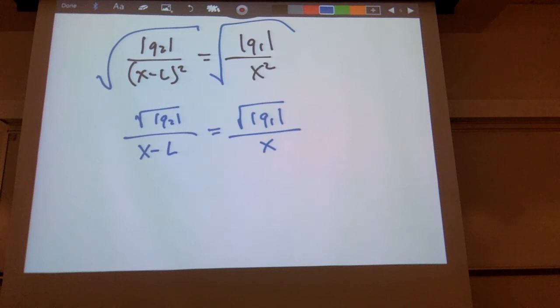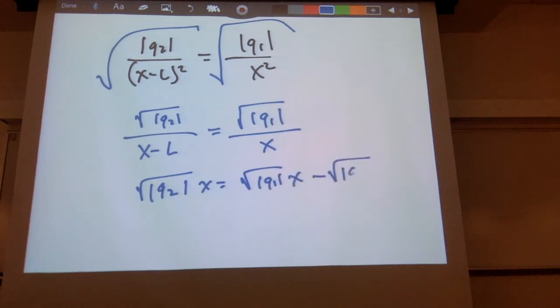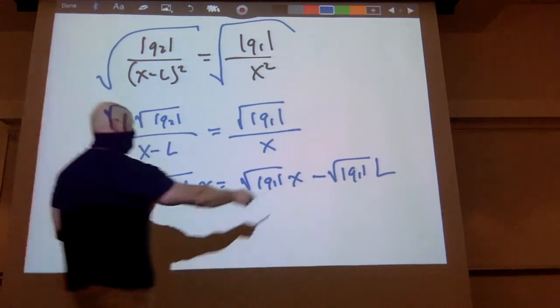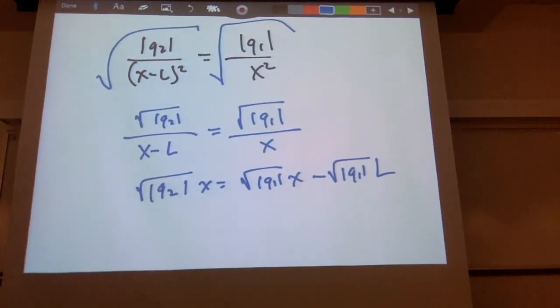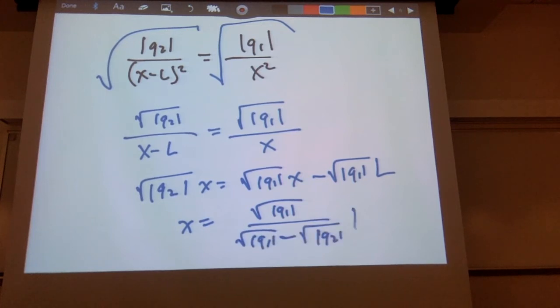So let's go ahead and do that. We get the square root of the magnitude of Q2 times x equal to the square root of the magnitude of Q1 times x minus the square root of the magnitude of Q1 times L. So here we're going to add this term over here, subtract this term, factor out the x, and then divide. So finally we get x equal to the square root of the magnitude of Q1 divided by the square root of the magnitude of Q1 minus the square root of the magnitude of Q2, all times L.